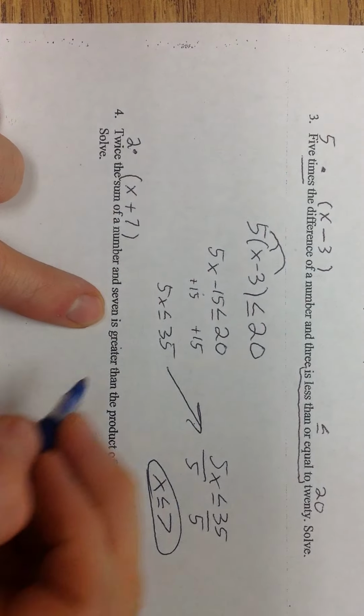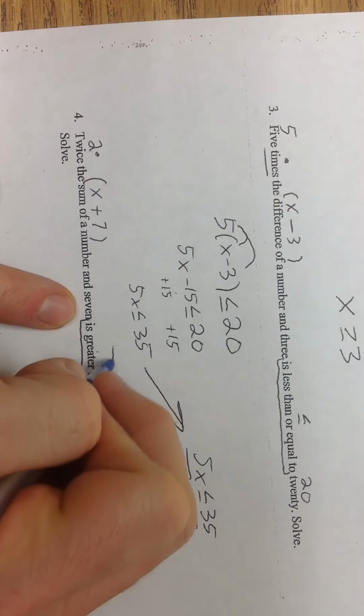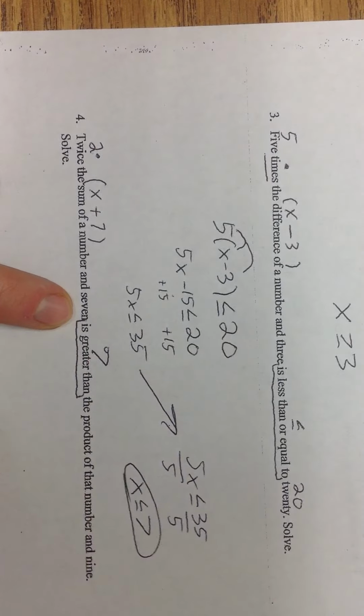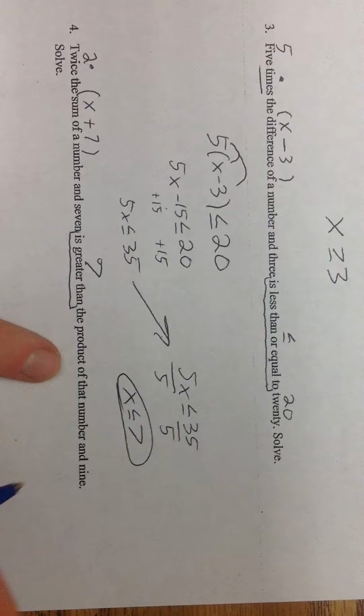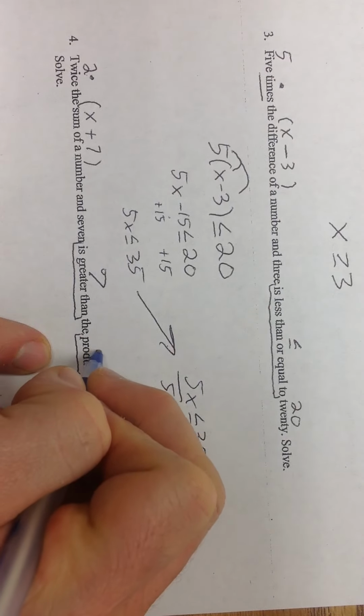All right? Is greater than, so there's our inequality symbol. We want to make a greater than symbol. Remember, that kind of looks like a G if you add that little loop there. The product of that number and 9. So the key is remembering that product is multiplication.